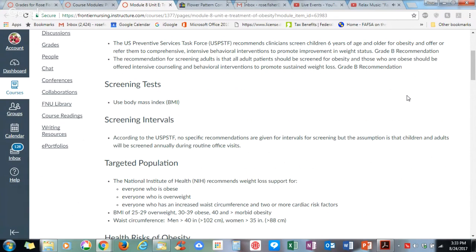Grade B recommendation. The recommendation for screening adults is that all adult patients should be screened for obesity, and those who are obese should be offered intensive counseling and behavioral interventions to promote sustained weight loss. Grade B recommendation.